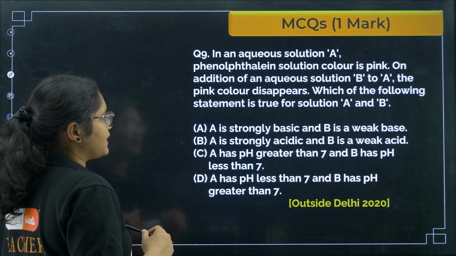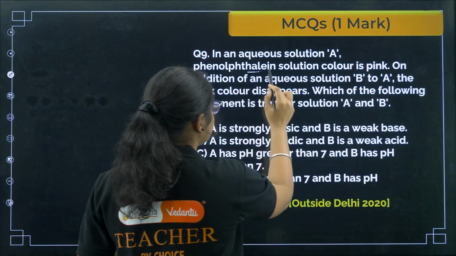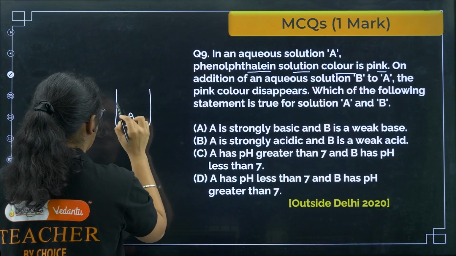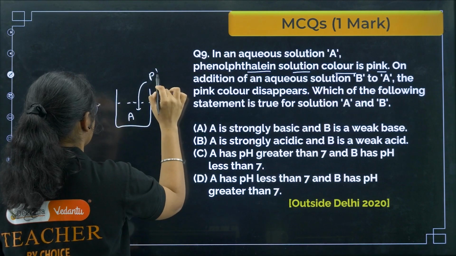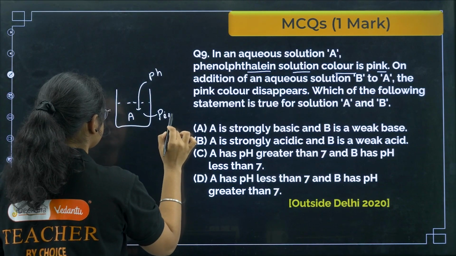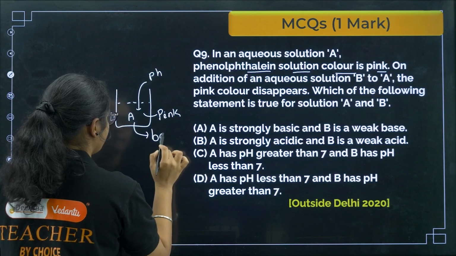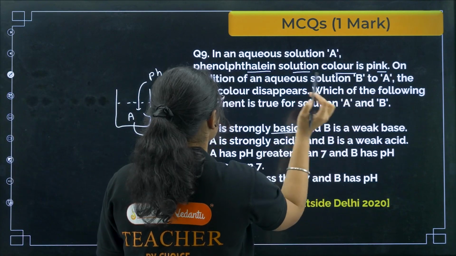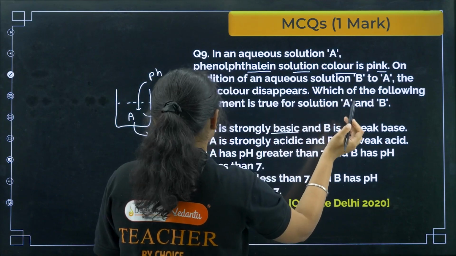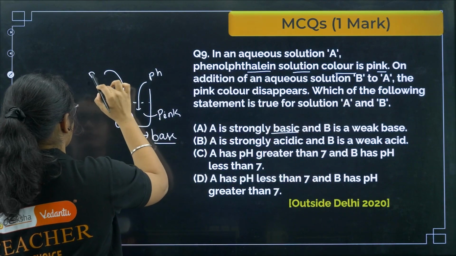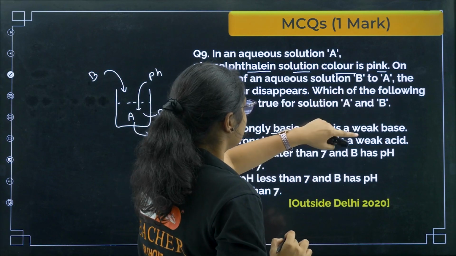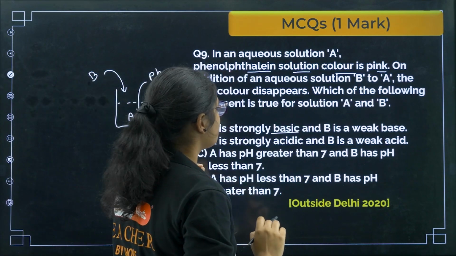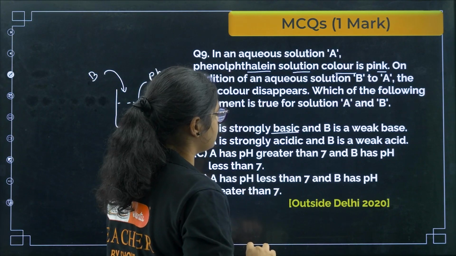Next, question number 9. In an aqueous solution A, phenolphthalein solution color is pink. You have aqueous solution A, and if you add phenolphthalein, its color changes to pink. This concludes that A is a base. Let us read the next part. On addition of an aqueous solution of B to A, the pink color disappears. Which of the following statements is true for solution A and B?